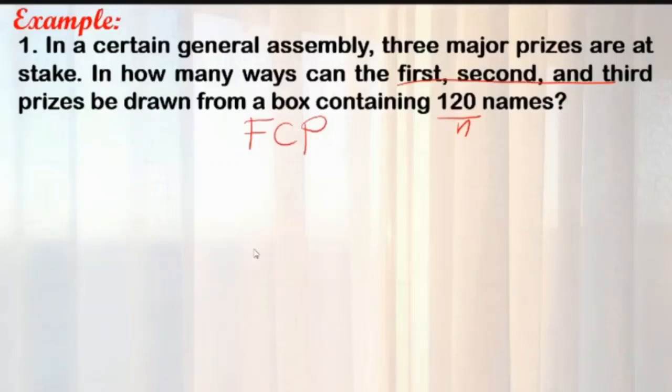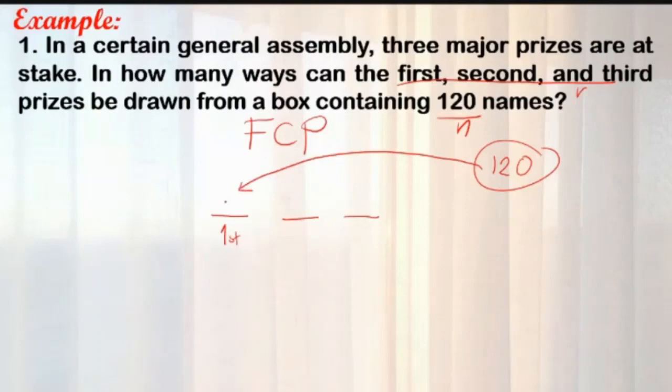So let's continue. Again, instead of using the given equation or working equation for permutation, you can also use the fundamental counting principle. For the fundamental counting principle, consider your R. According to the whole problem, we are going to draw first, second, and third. So you have three positions there, 1, 2, and 3. Now next, out of the 120 names, say one of the names is already drawn as first prize. So one of the 120 is already here.